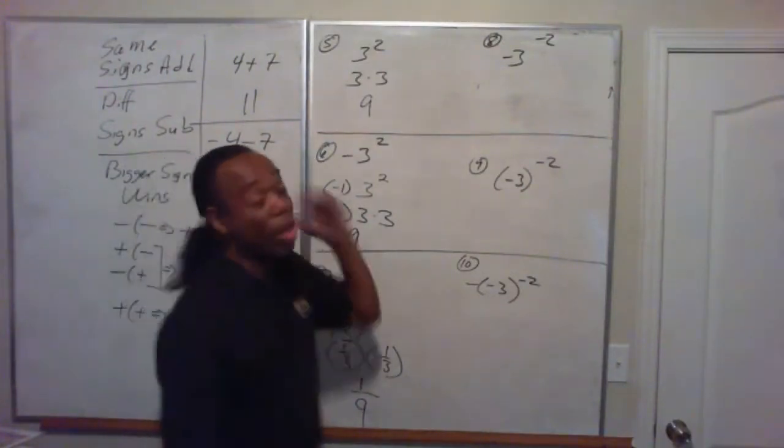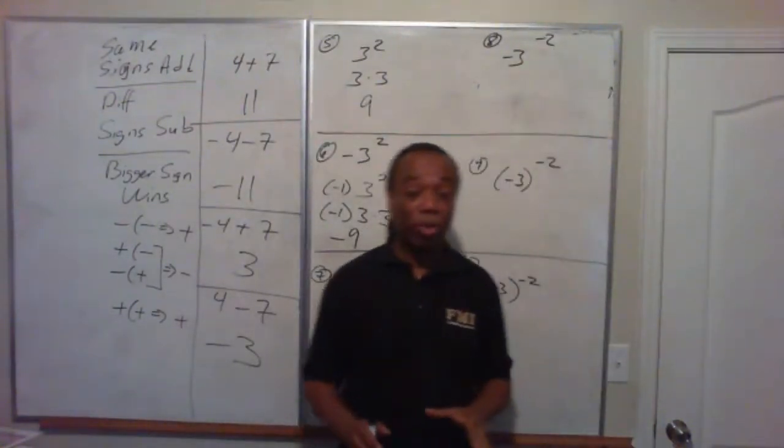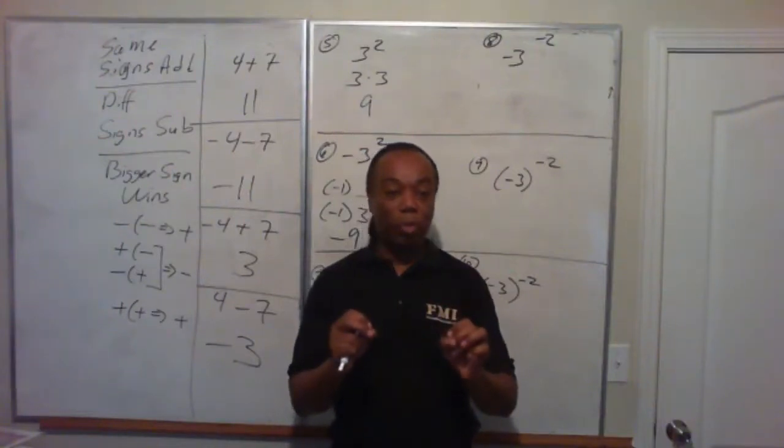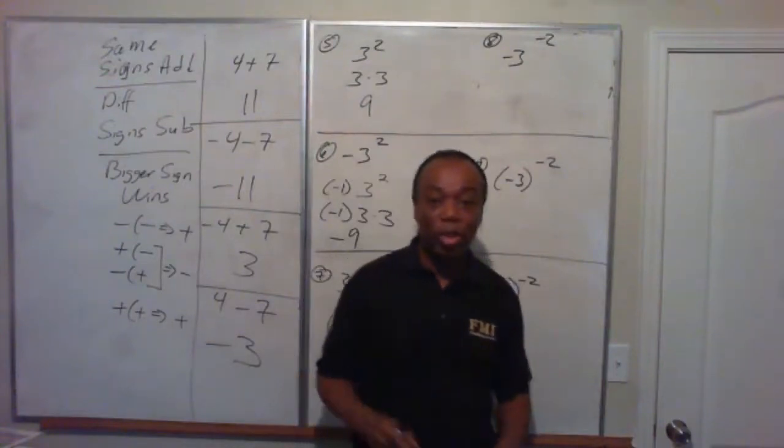Okay, number 8, we have 2 negatives to deal with. A leading negative here and a negative in the exponent spot. So we'll deal with both negatives one at a time. The first negative we deal with, again, is this negative here. So I'm going to convert that to a negative 1.